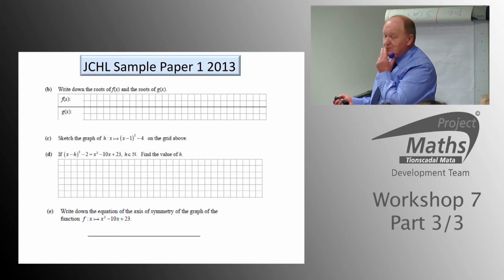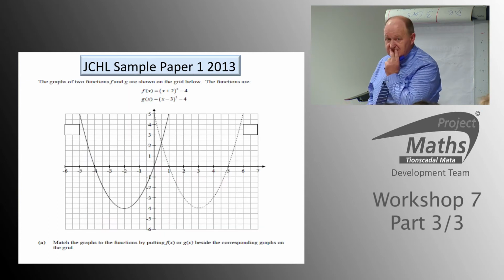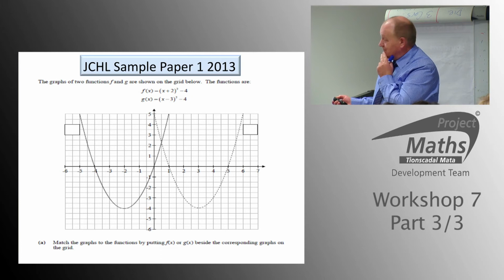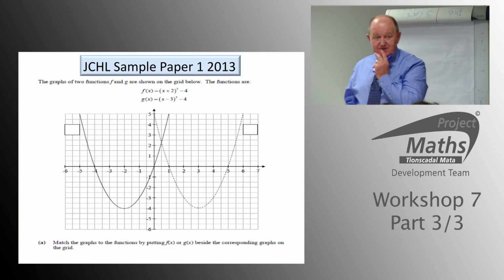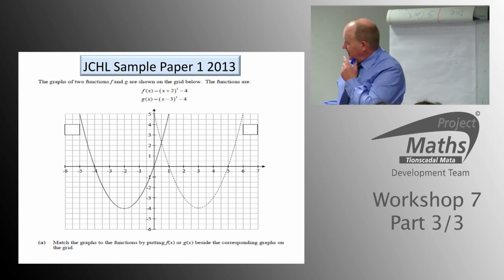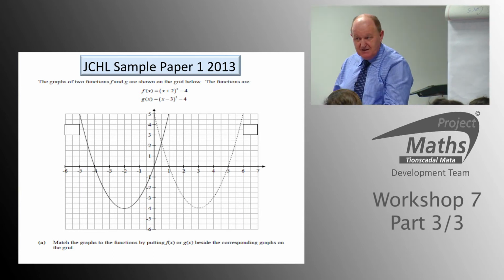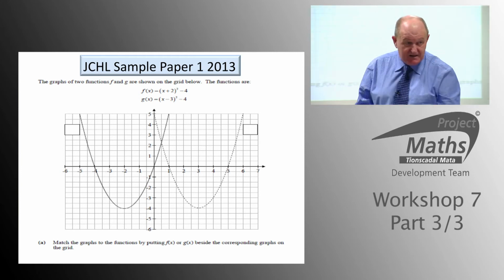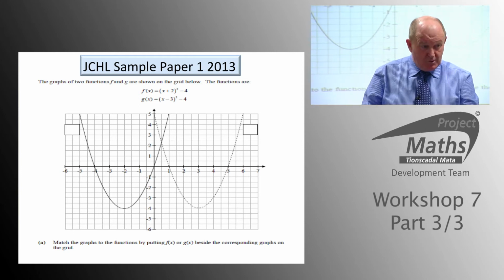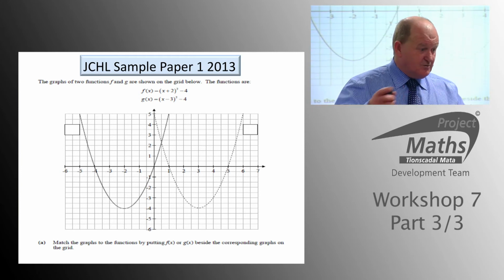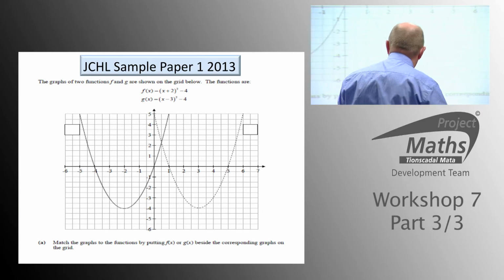Write down the roots of the two functions. Previous to this, it would have said factorize and find the roots or solve the equation. Now all they have to do is go to the graphs and read off where they cut the x-axis, because that's asking for understanding. Do they know what roots are? Do they know what the picture means when the roots mean it cuts the x-axis in two places? Where does it actually cut?